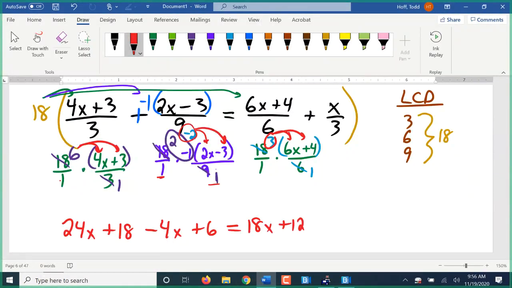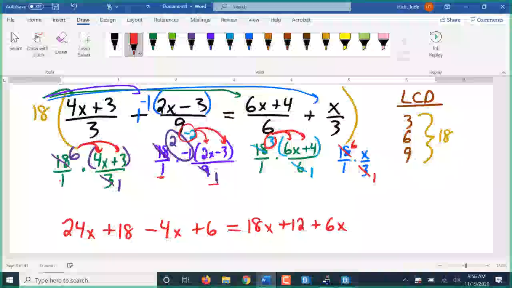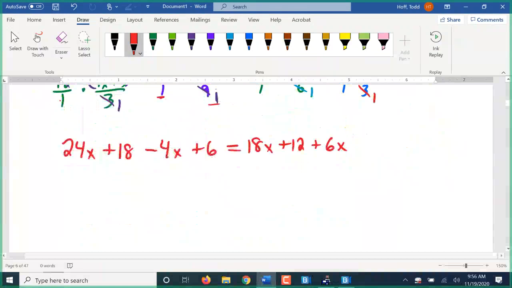And finally, we have the 18 times the x over 3. 18 over 1 times x over 3. We'll cross-cancel the 18 and 3, both divide by 3, giving me 1 and 6. So 6 times x is 6x. Well, now we have this equation, which is not pretty yet in itself. It's still pretty ugly, but there's no fractions.